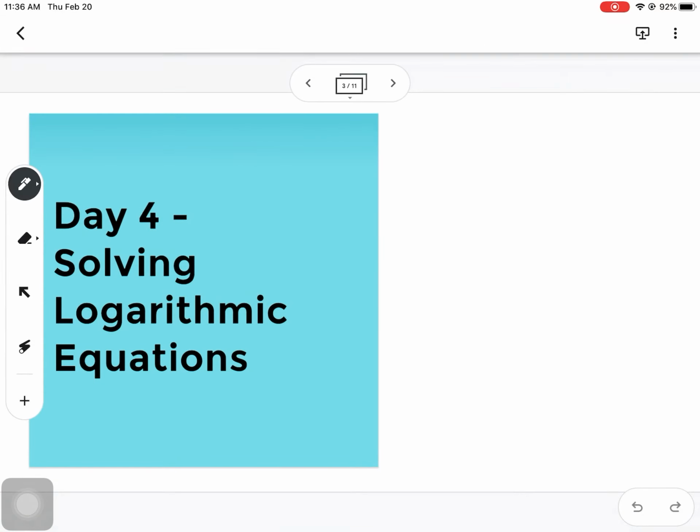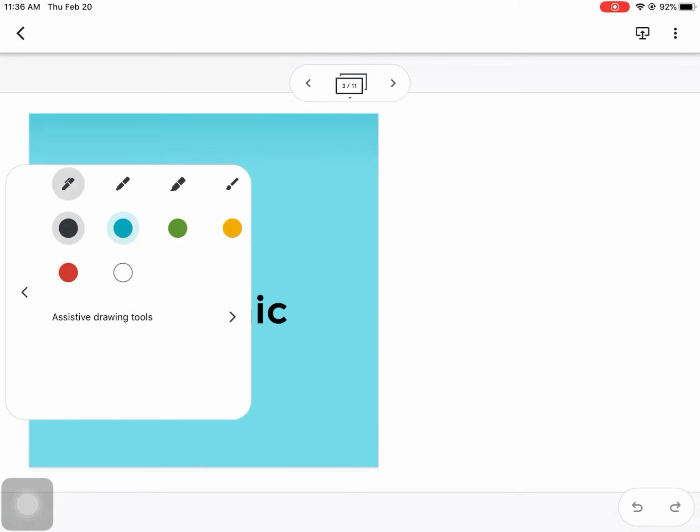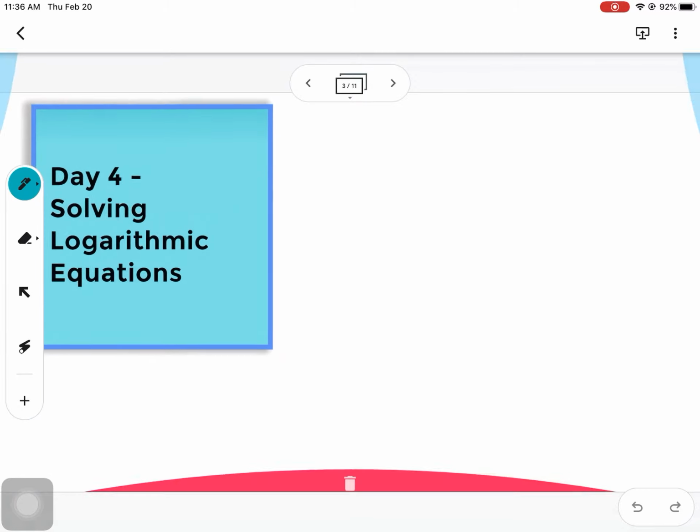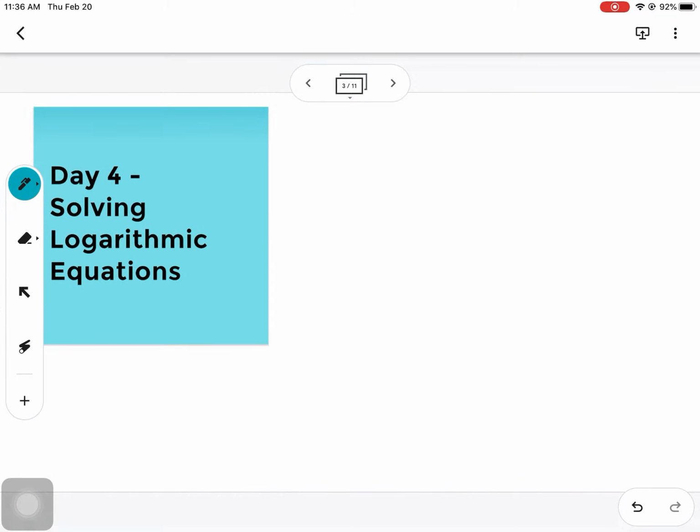Okay, for day 4, we're going to talk about solving logarithmic equations. This is going to tie very closely to both day 2's notes, where we were dealing with the properties of logs, as well as day 3's notes of talking about solving exponential equations. So if you have any questions there, that may filter into today as well. Just make sure to come see me at your earliest convenience so that I can help you out with that.